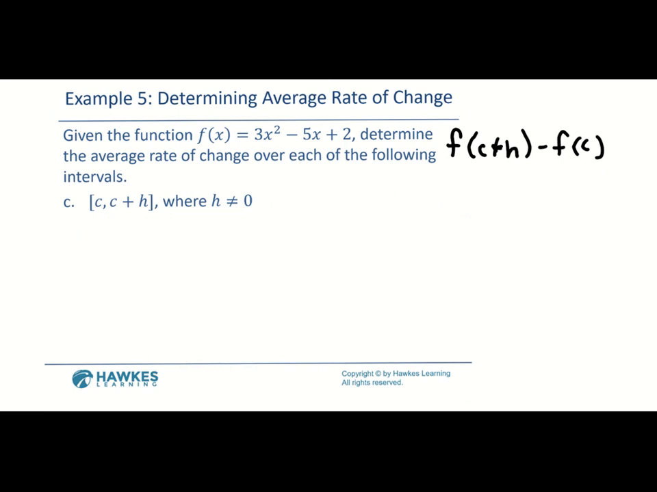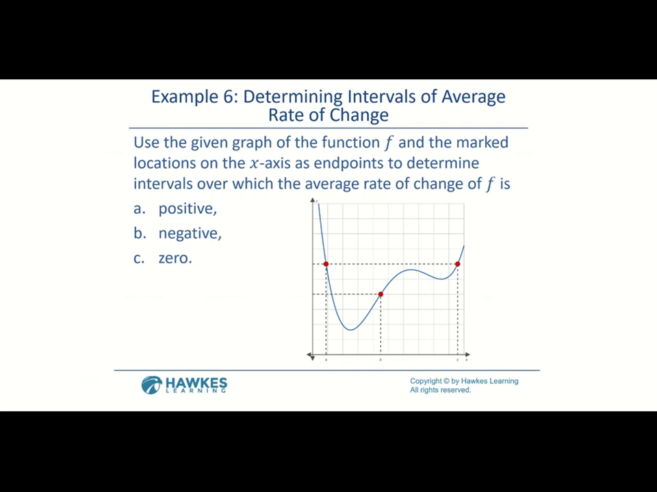And it's a lot of work, but it really should in the end work out pretty nice and not be bad at all. So this would be our difference quotient for using the average rate of change for this equation. Right, so now we're just going to use our graph to look at determining when our average rate of change would be positive, negative, or 0.